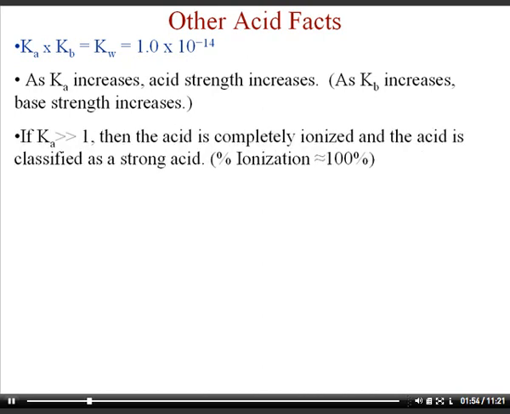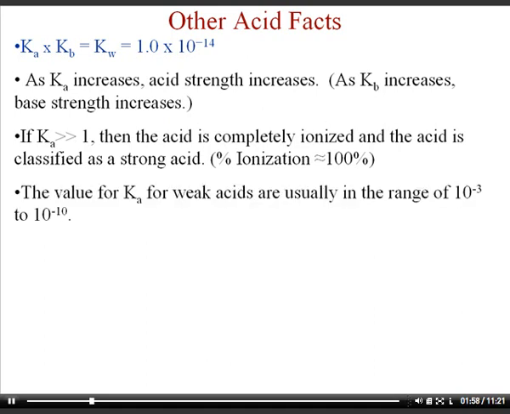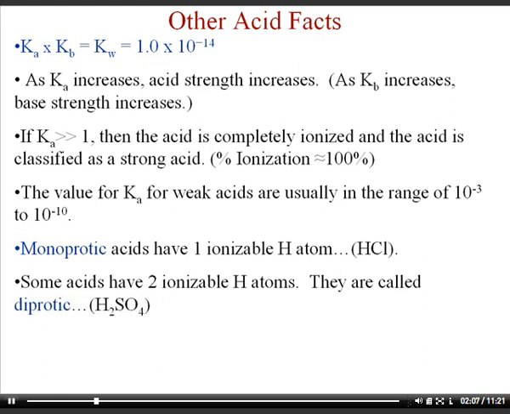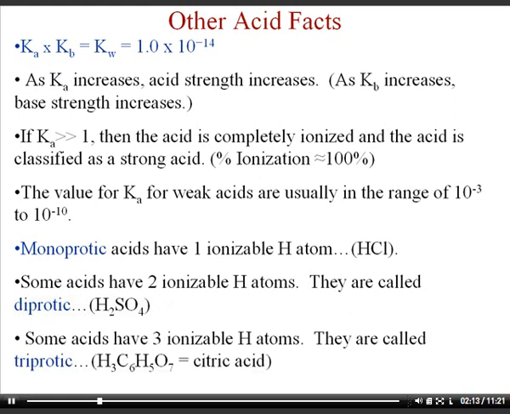If the Ka is much bigger than 1, we consider it a strong acid, so there isn't any equilibrium. And usually for weak acids, we have a range of 10 to the negative 3 for the K values to 10 to the negative 10th. Monoprotic just means there's one ionizable hydrogen. If it's diprotic, there's two hydrogen ions in the acid formula, and there's triprotic acids which have three ionizable hydrogen atoms.